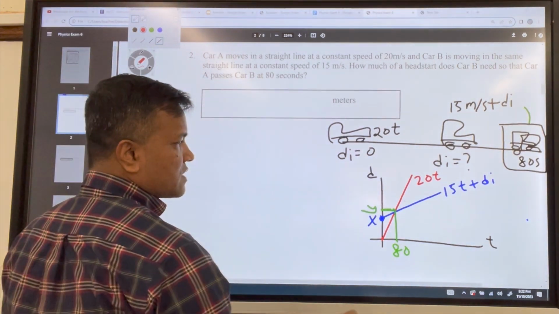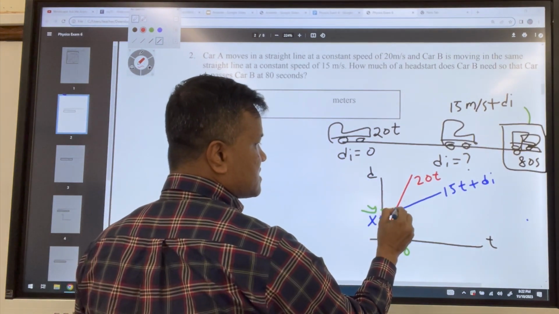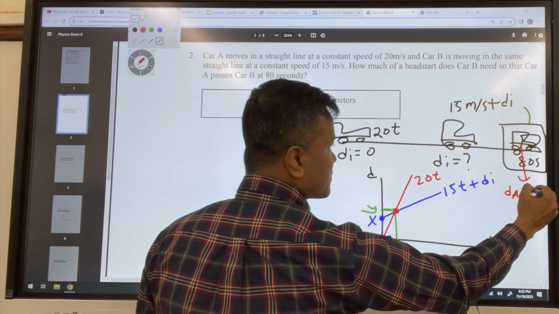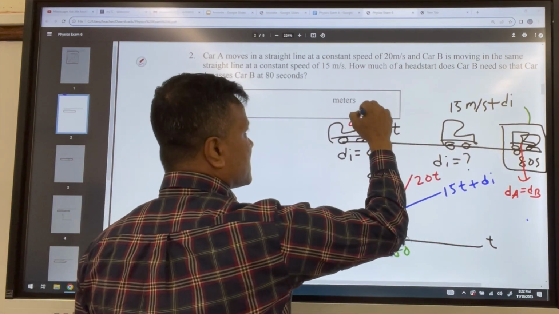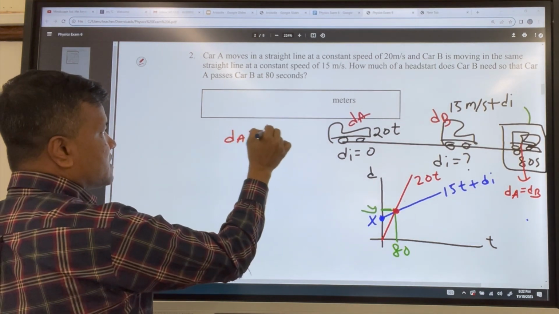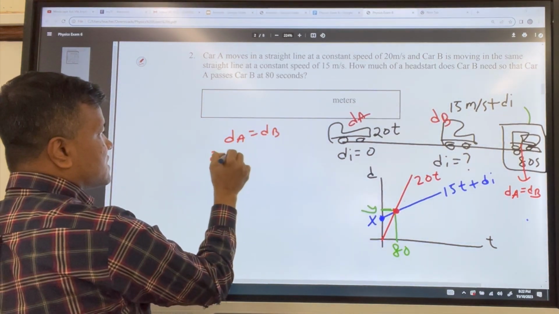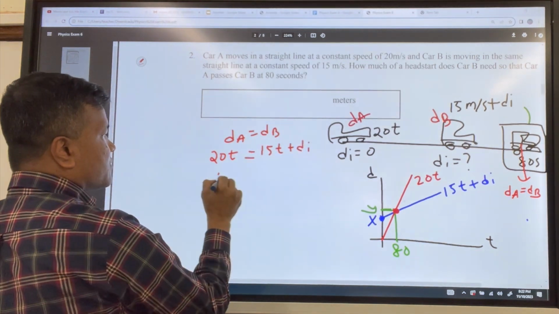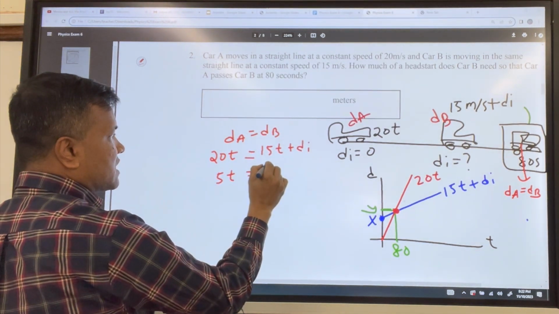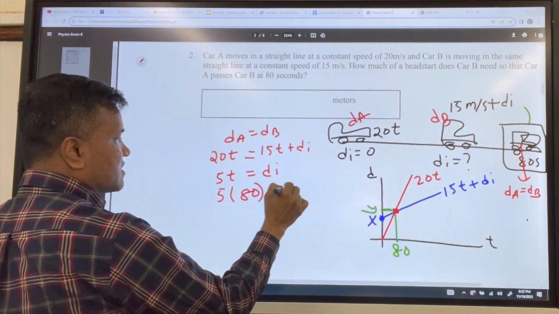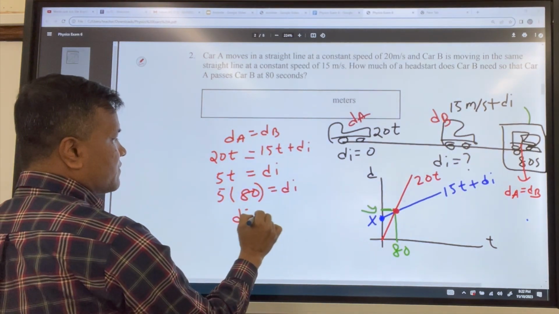Over here, since they both meet, dA is equal to dB. So this is dA, this is dB. So you can say dA is equal to dB, right? So you have 20t equals 15t plus di, right? So 5t equals di. So 5 times 80 seconds, right? So di is 400.